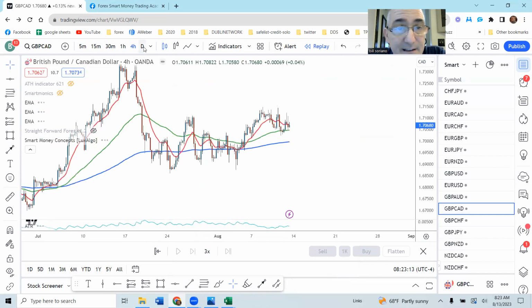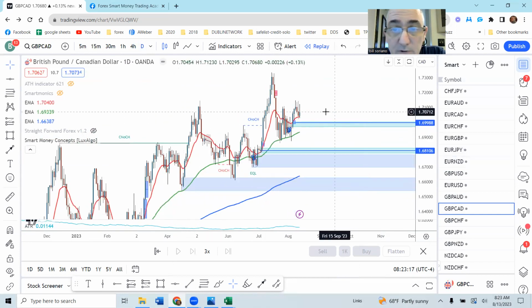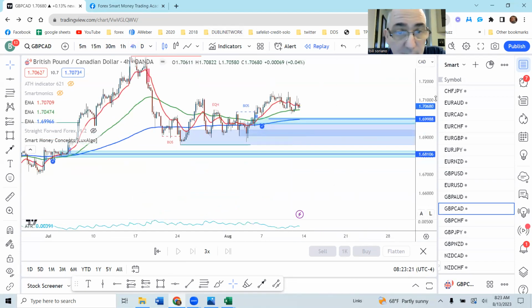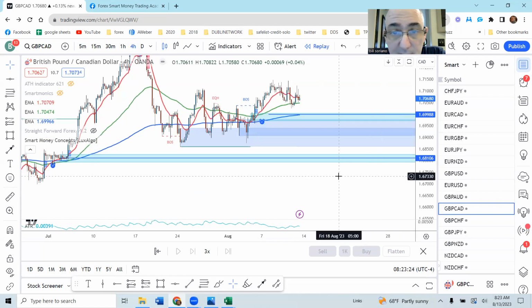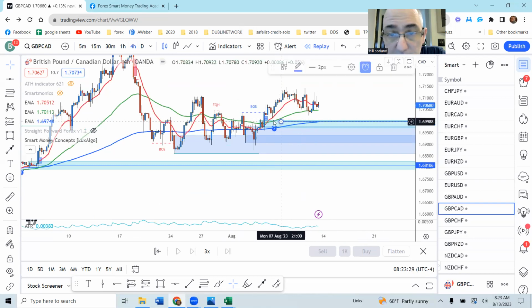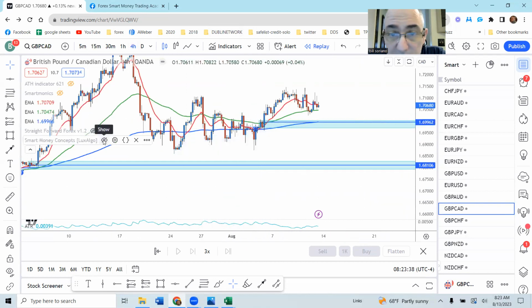GBP CAD on the daily chart here. Again, very bullish order flow. In the 4-hour, it looks like we have an alert set down here on the 4-hour chart, right? So that should be right on the open of that candle, right? And if we shut this off, we can see where that order block is at, right?